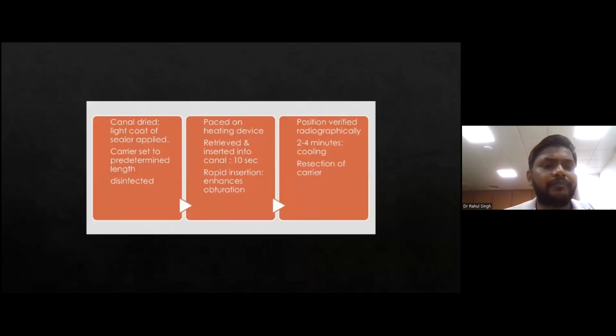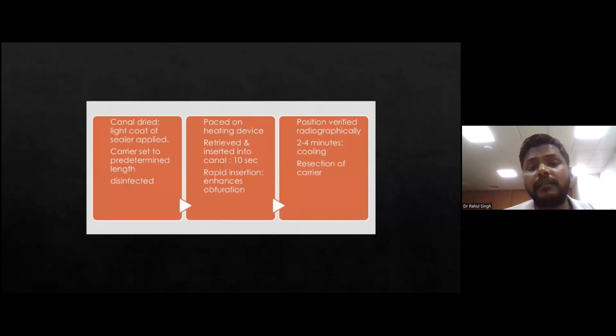Let's discuss this. First, the canal is dried and a light coat of sealer is applied. The carrier is set to the predetermined length and disinfected. It is placed onto the heating device, which softens the gutta-percha, retrieved and inserted into the canal for 10 seconds. Rapid insertion enhances the obturation to fill those depressions and grooves in the canals. Position is verified radiographically, and then after 2 to 4 mm of cleaning, resection of the carrier is done.